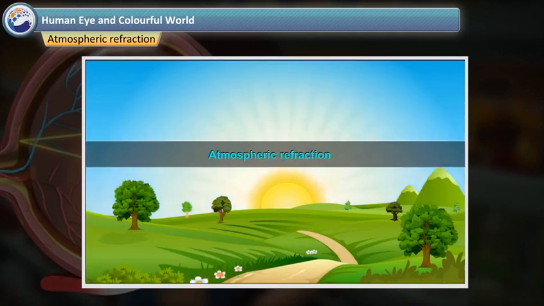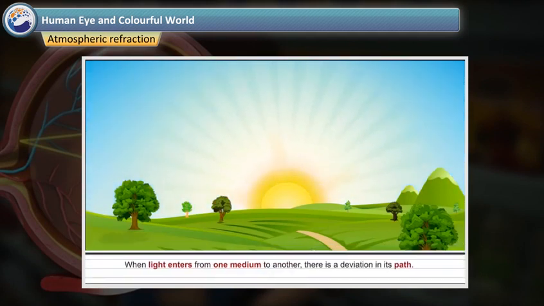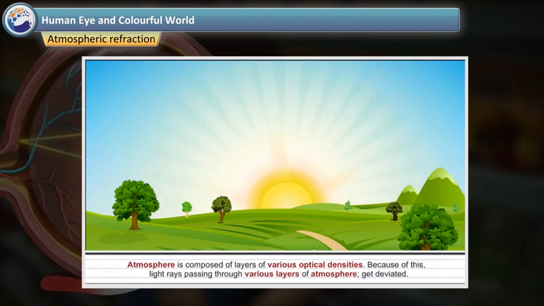Atmospheric refraction. When light enters from one medium to another, there is a deviation in its path. This phenomenon is called refraction of light. Atmosphere is composed of layers of various optical densities. Because of this, light rays passing through various layers of atmosphere get deviated.